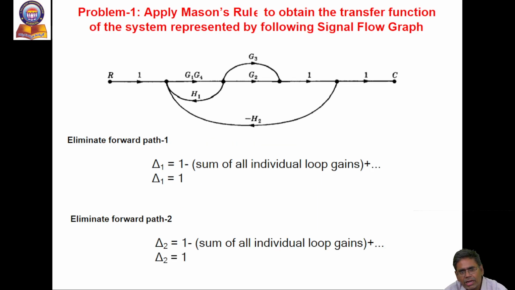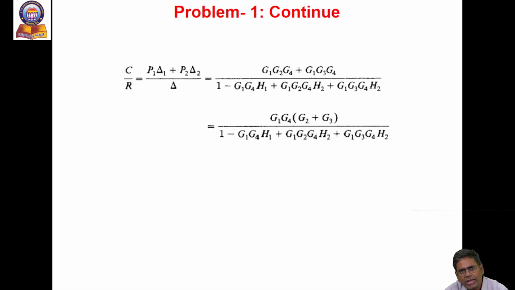Delta 1 is 1 minus the sum of individual loop gains; there is no loop non-touching forward path 1, so delta 1 is equal to 1. Delta 2 is also 1, since all the loops are touching this forward path as well. Finally, the overall transfer function C/R is P1 delta 1 plus P2 delta 2, divided by delta.